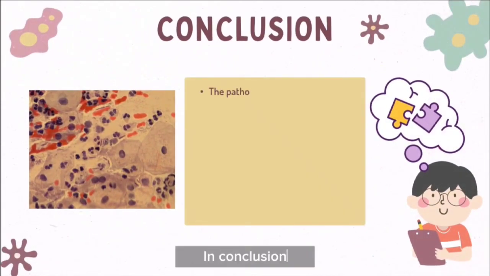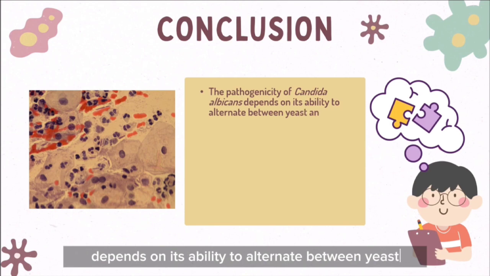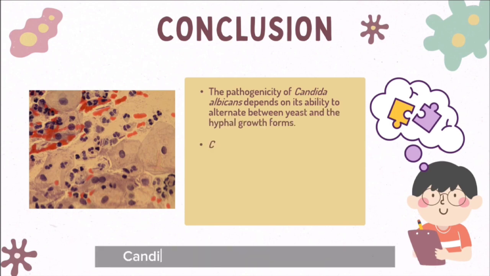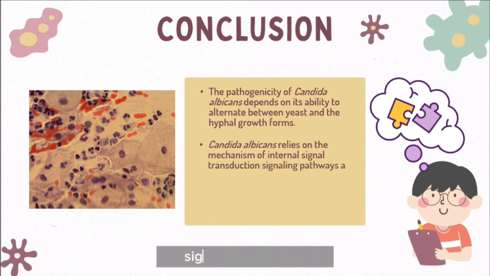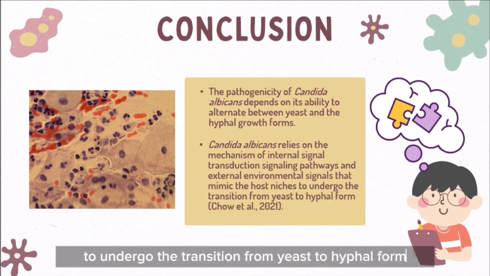In conclusion, the pathogenicity of Candida albicans depends on its ability to alternate between yeast and hyphal growth forms. Candida albicans also heavily relies on the mechanism of internal signal transduction, signaling pathways and external environmental signals that mimic the host niches to undergo the transition from yeast to hyphal form.